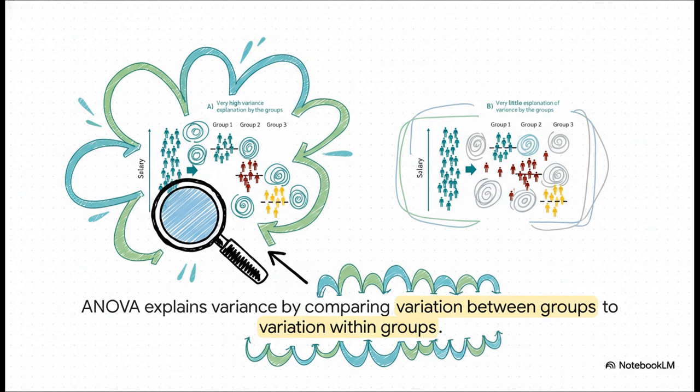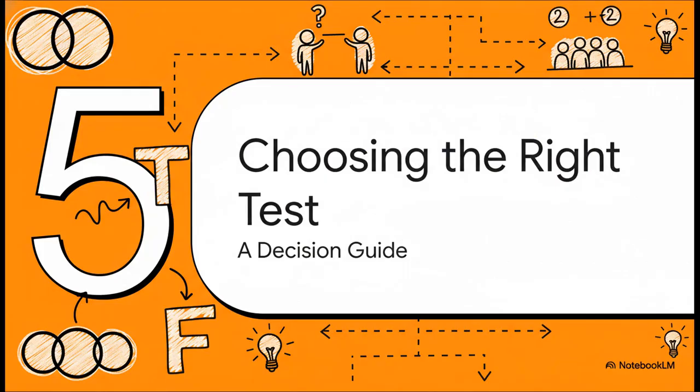Well, this slide gets right to the heart of it. The whole idea is to compare the signal to the noise. If your groups are truly different from each other, then the variation between the group averages, that's your signal, is going to be way bigger than the random variation within each group, that's the noise. ANOVA calculates a ratio of the two, and if that ratio is big enough, it shouts, "Hey, we found a real difference here."